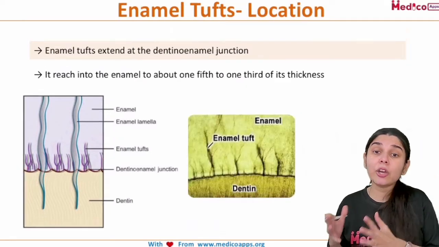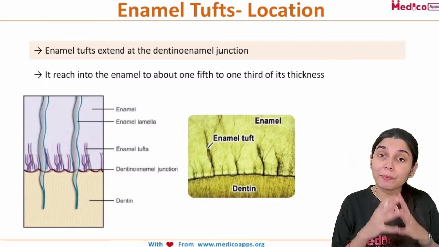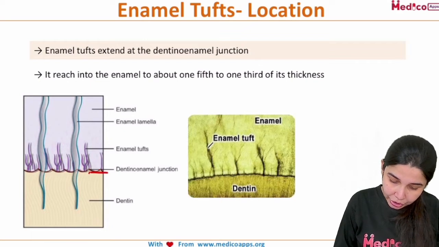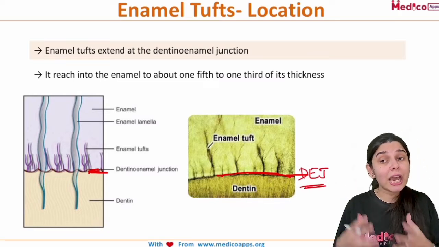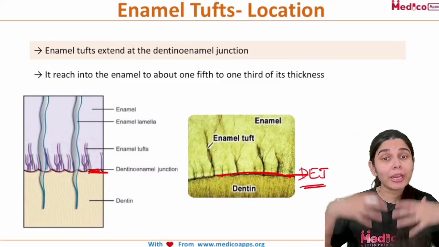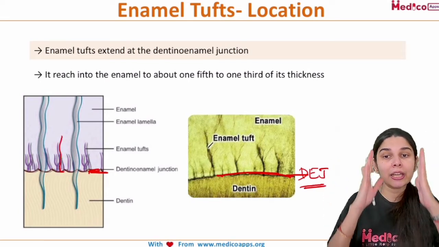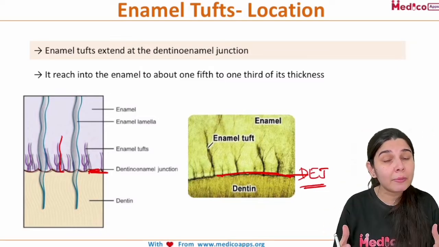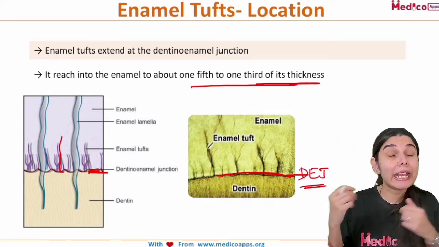Now, what is the location? Where do we find these enamel tufts? So, enamel tufts basically extend at or arise at the dentinoenamel junction. Here you are seeing this is the dentinoenamel junction. So, these arise and extend from the dentinoenamel junction. And where are they extending? They are extending into the enamel structure. Until where will they be extending? So they'll be extending 1/5 to 1/3 of the enamel thickness.